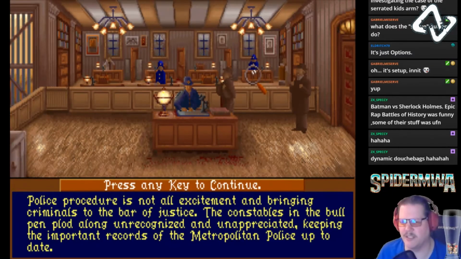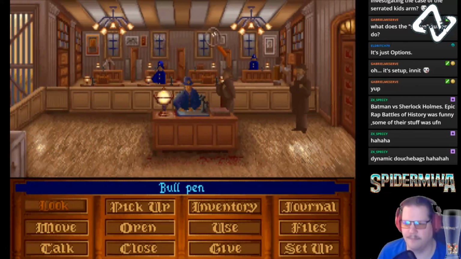Police procedure is not all excitement and bringing criminals to the bar of justice. Constables in the bullpen plod along unrecognized and unappreciated, keeping the important records of the Metropolitan Police up to date. The unmentioned heroes, that's what they are.